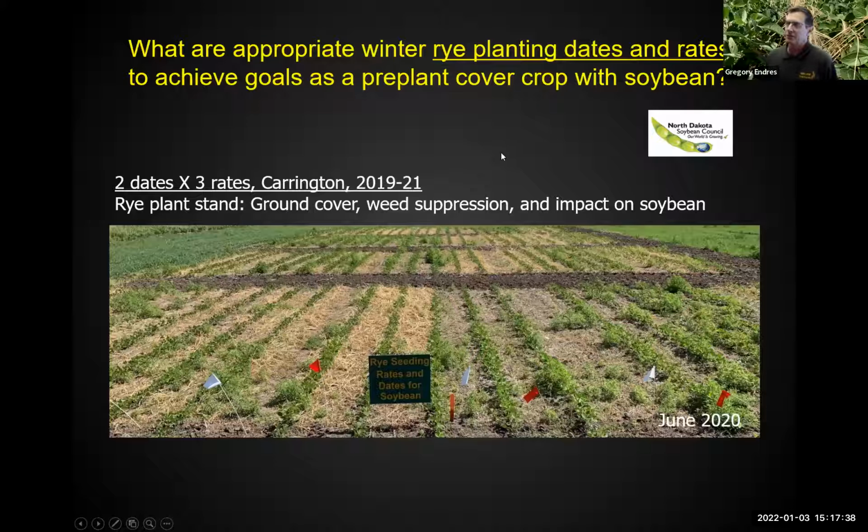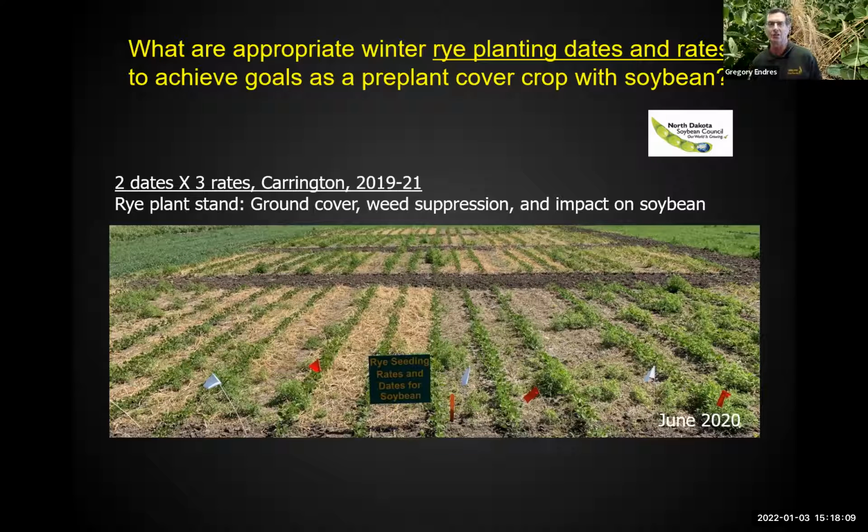Okay, the last subject I want to talk about is if a person chooses to use winter rye as a cover crop before soybean. There's a lot of interest in cover crops, including in winter rye. And so we started a study several years ago to look at two factors. They are the planting dates in the fall, as well as planting rates. And so this work was actually started in the fall of 2018. We've completed 3 years, and we're in the process of working on that 4th year of data.